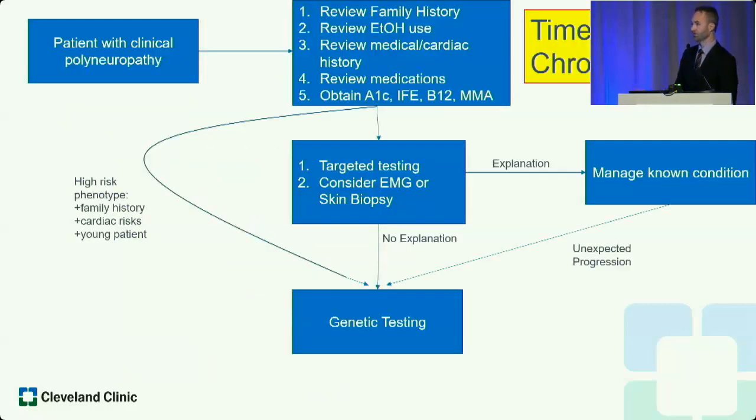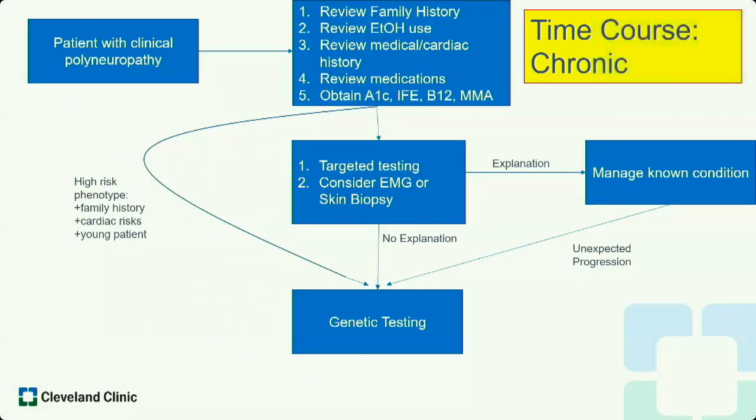All right, so this is the way I think through the chronic time course. So, a patient with a clinical polyneuropathy, you go through the things I just mentioned. If you come up with targeted testing after your history and you get an explanation, I think you can manage that condition, right? So if you find a person with gastric bypass and they have a B12 deficiency with a mild sensory neuropathy, I think you can manage that B12 deficiency and move on, follow them up. If they're not progressing, great job, right?